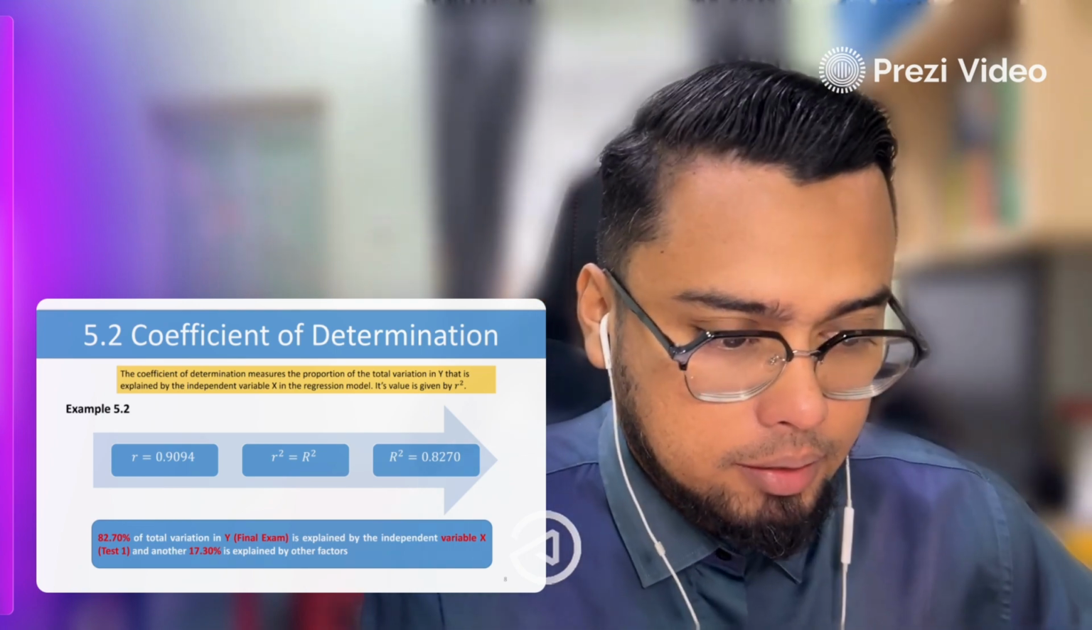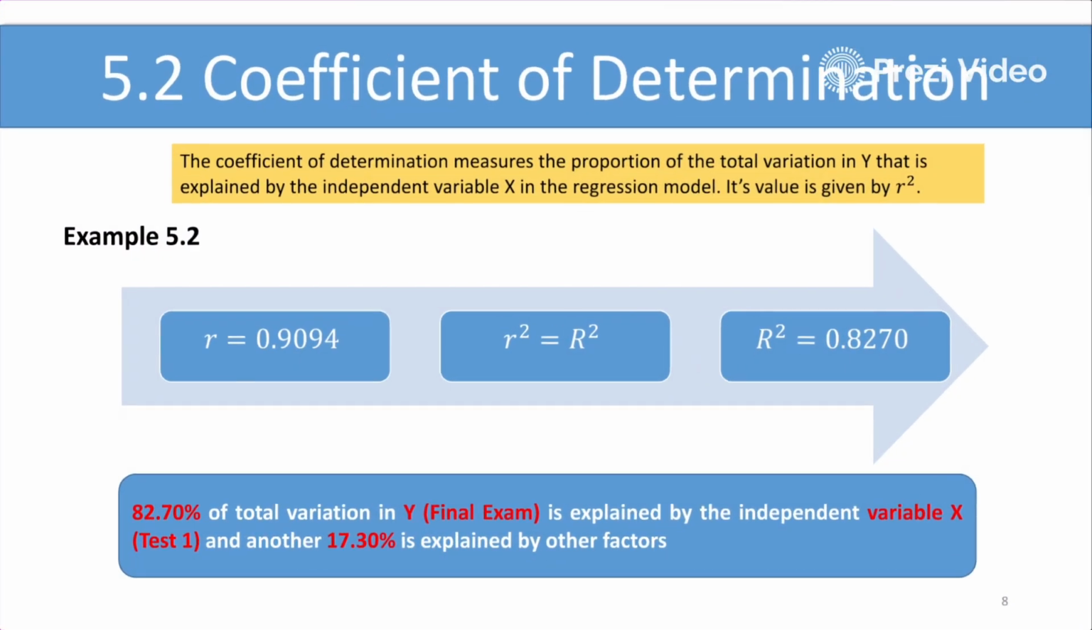Bila kita square up the values, that value indicates what? Once you have squared up the value, let's say 0.9094, cuba tekan calculator. Bila tekan calculator and then this one kita kuasa 2 kan, we are going to get 0.8270. So how do we interpret this one?